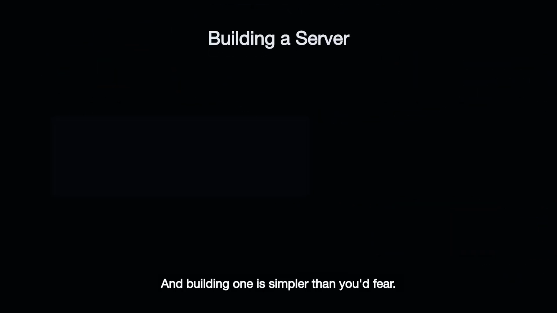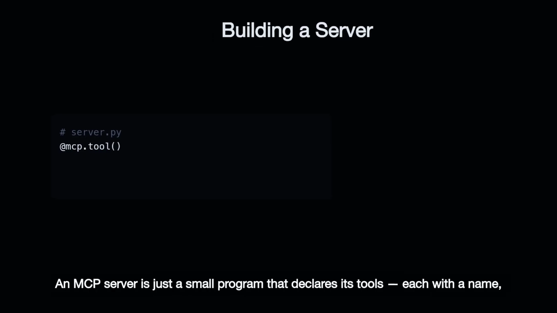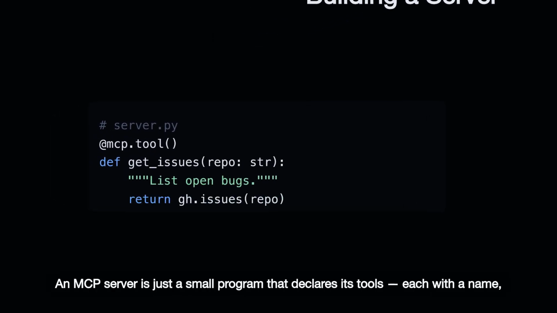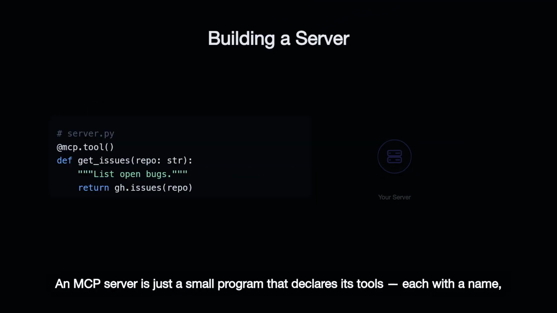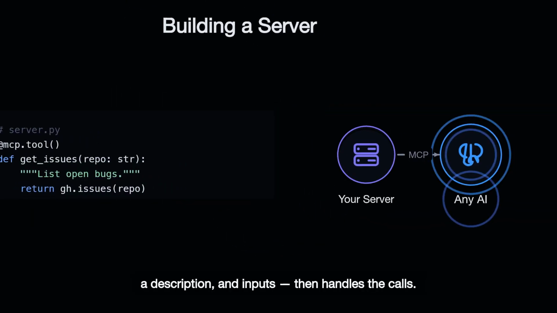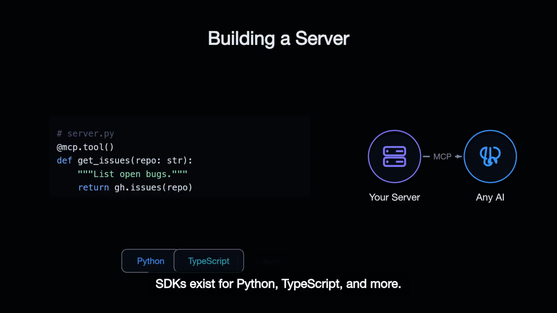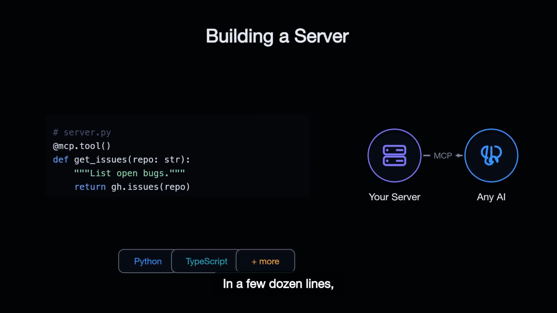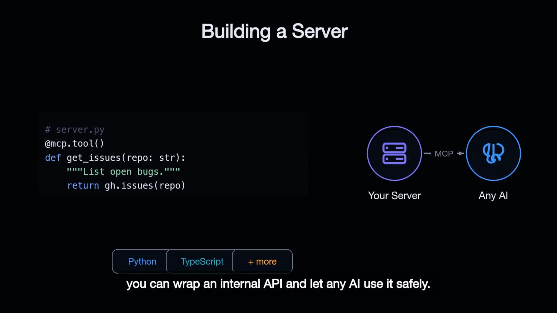And building one is simpler than you'd fear. An MCP server is just a small program that declares its tools, each with a name, a description, and inputs, then handles the calls. SDKs exist for Python, TypeScript, and more. In a few dozen lines, you can wrap an internal API and let any AI use it safely.